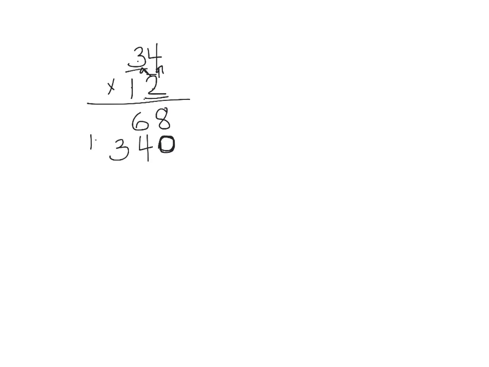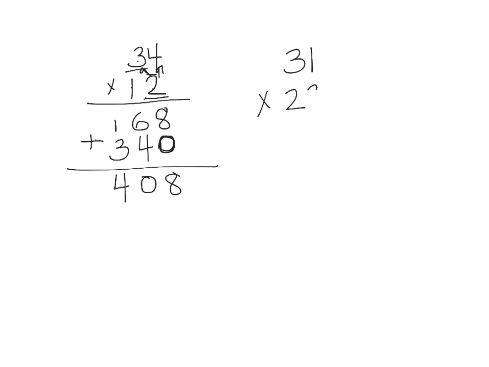So we're done with our multiplying, so now we just need to add it up. 8 plus 0 is 8. 6 plus 4 is 10. Bring up my 1, and 1 plus 3 is 4. So 408. Let's do our next example, 31 times 23.